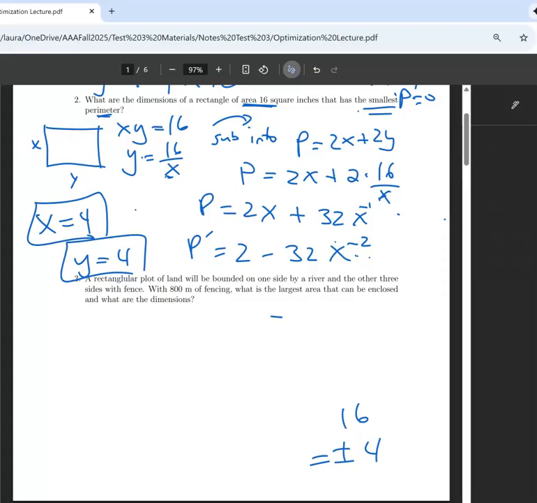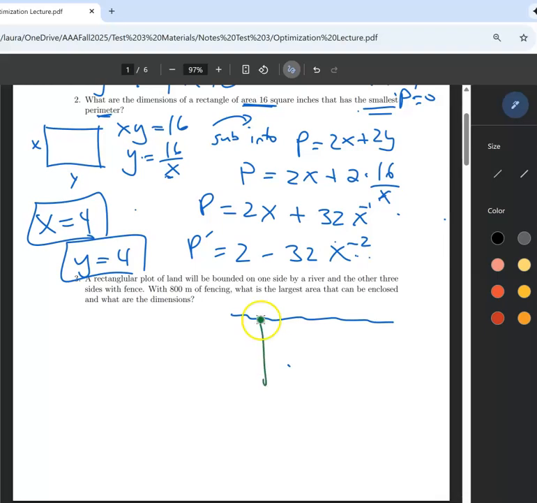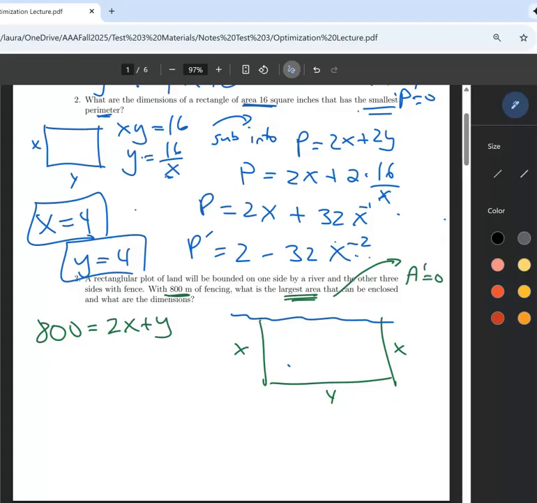So we've got a rectangular plot of land that's bounded on one side by a river. So we don't need a fence there, but the other sides need a fence. So here's the river. And so I've got a fence, fence, fence. And so I'm going to put these two things as x, and that's a y. So we have 800 meters of fence. So 800 has to cover all three of those, so the two x's plus the y. And we want the largest area. Again, you want to be thinking that's the one you want to take the derivative of and set equal to 0. So area is x times y.